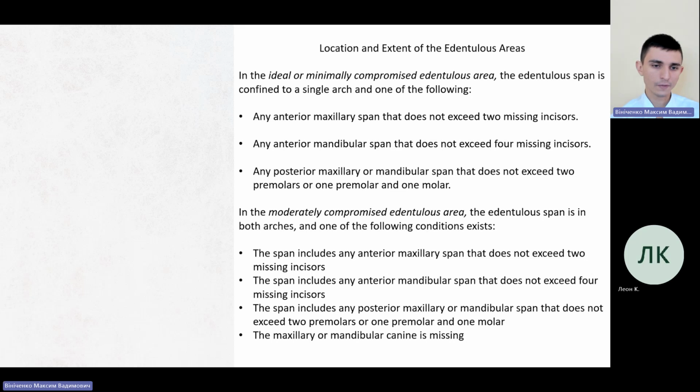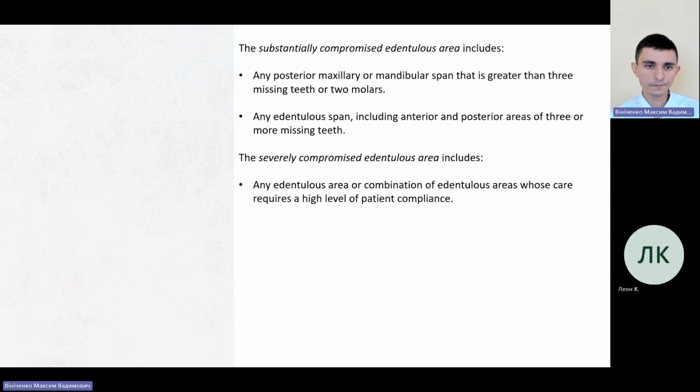conditions exists. The span includes any anterior maxillary span that does not exceed 2 missing incisors. The span includes any anterior mandibular span that does not exceed 4 missing incisors. The span includes any posterior maxillary or mandibular span that does not exceed 2 premolars or 1 premolar and 1 molar, and the maxillary or mandibular canine is missing.